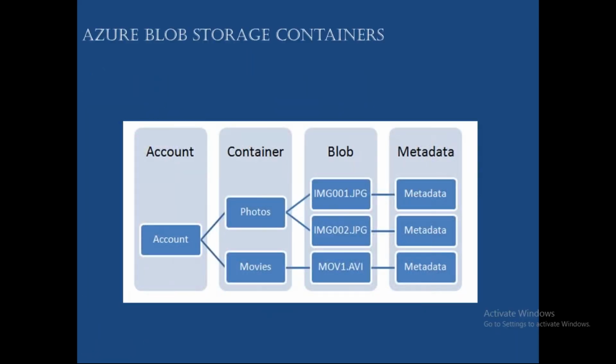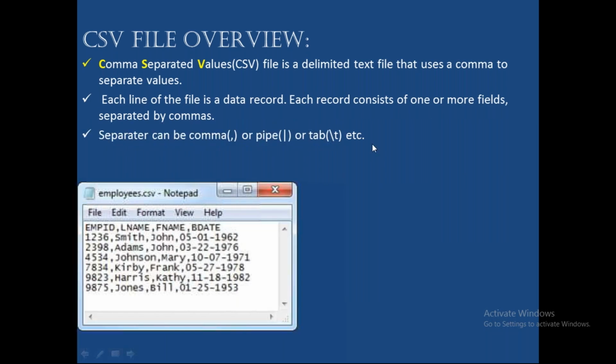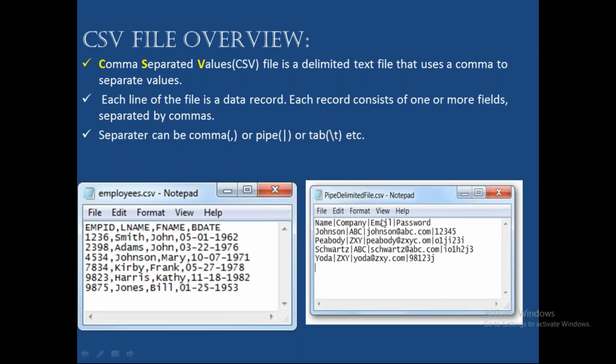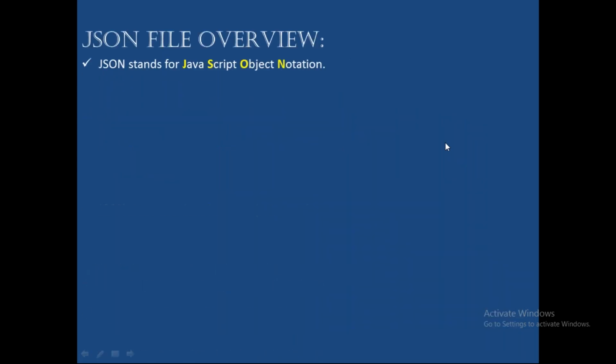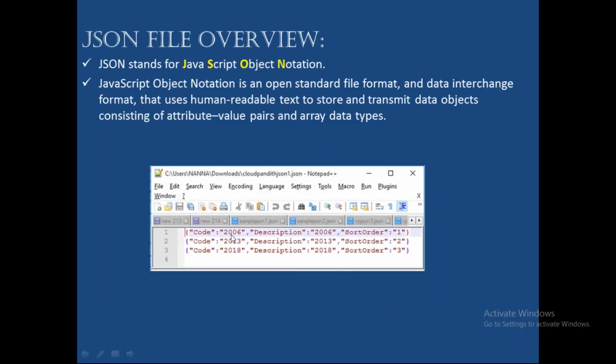Let's talk about Azure Blob Storage container. You know when you create the account, container, all these things. CSV also, you know, I will not spend much time on these things. Comma separated, pipe, tab separated, multiple types of CSV files you may have. JSON also, you know, it's a key value pair.